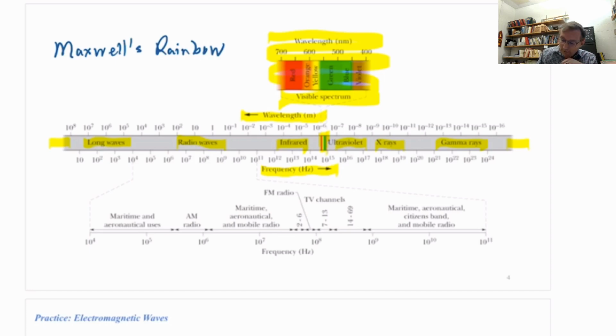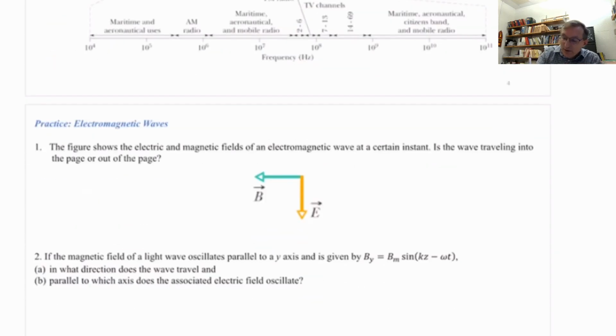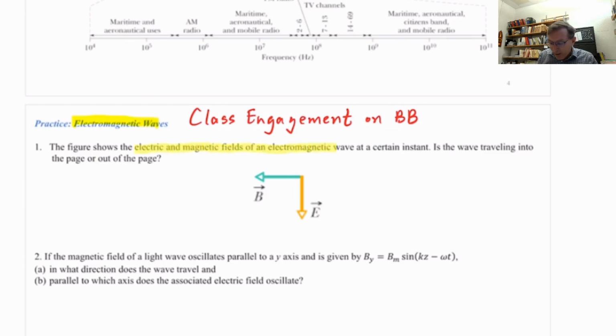Okay? All right, now we'll just close with a class engagement exercise on Blackboard. With electromagnetic waves, practice with electromagnetic waves. Here's the first question. The figure below shows the electric and magnetic fields of an electromagnetic wave at a certain instant. One simple question. Is the wave traveling into the page, away from us, or out of the page or screen, towards us? That's question 1.